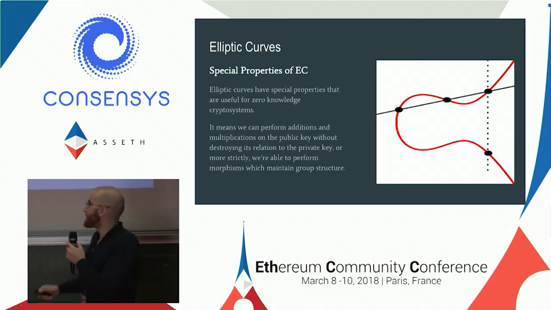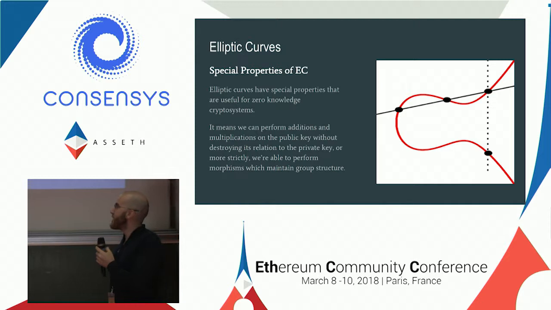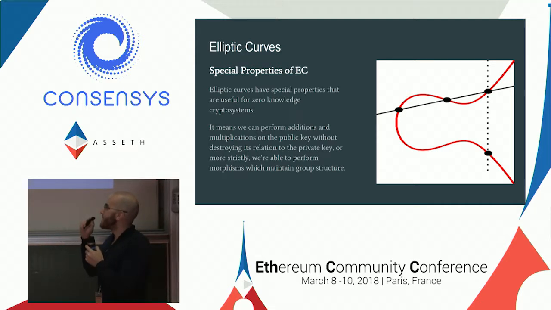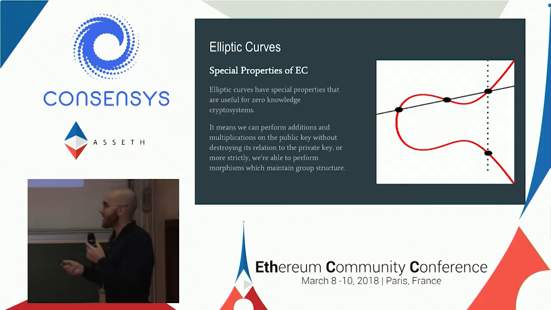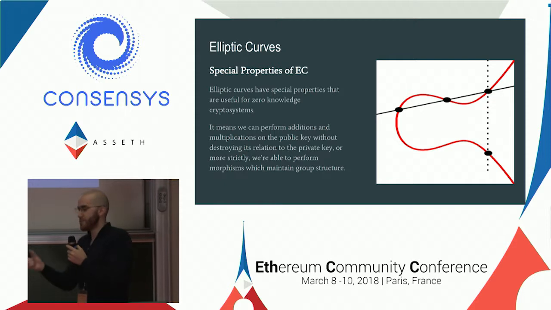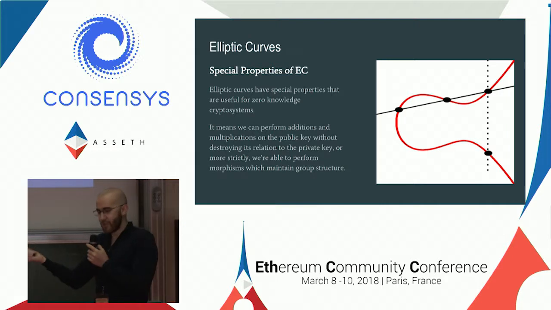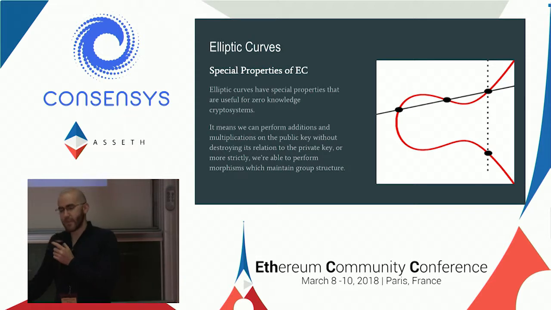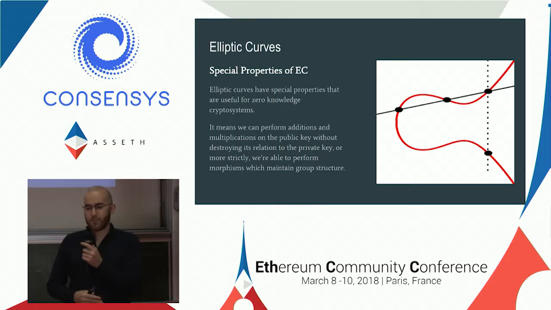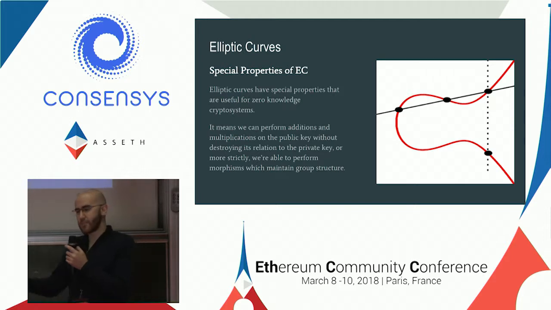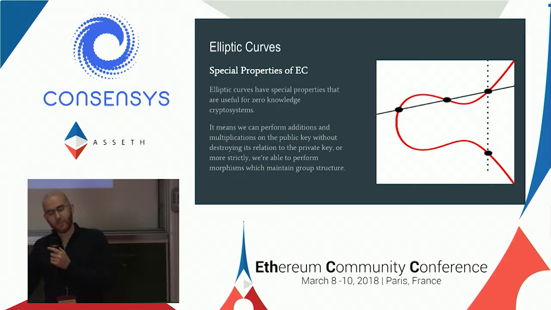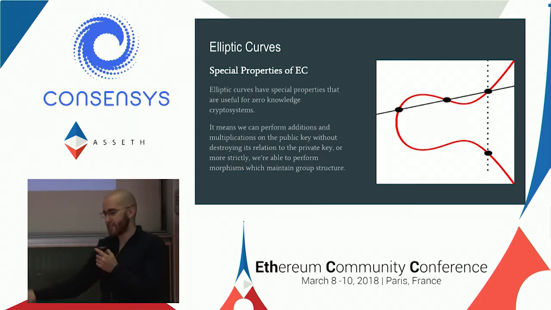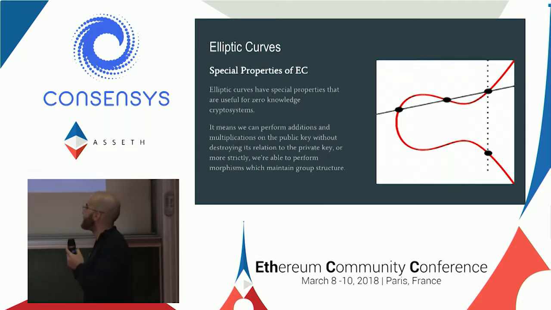Anyways, history aside, elliptic curves have these properties which mean we can perform additions and multiplications on the public key without destroying its relation to the private key, right? Remember that public and private keys are really just numbers. The private key is a number, the public key is two numbers, a coordinate point, but you can create a morphism that maintains the group structure, and that's what gives rise to all these nice zero-knowledge proofs. The extension of that with bilinear pairings gives rise to ZK-SNARKs, and so on and so forth. You can do some cool stuff.